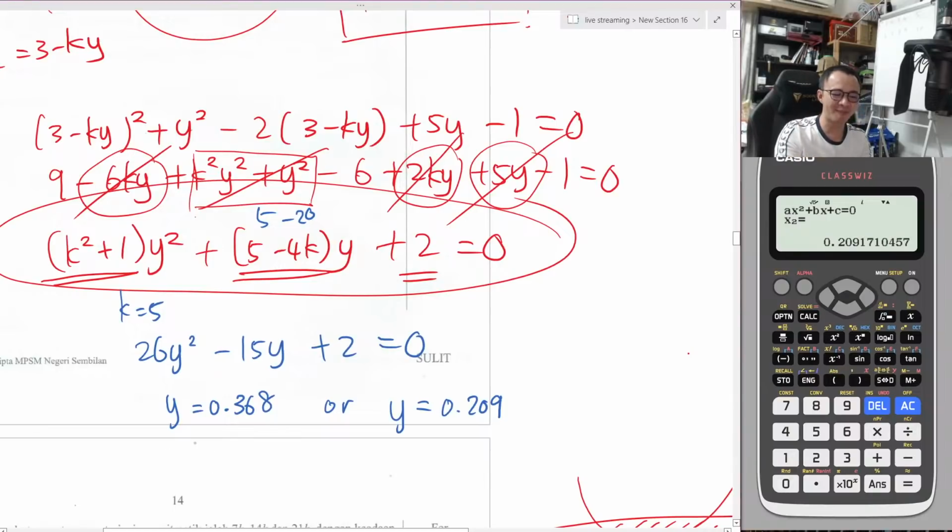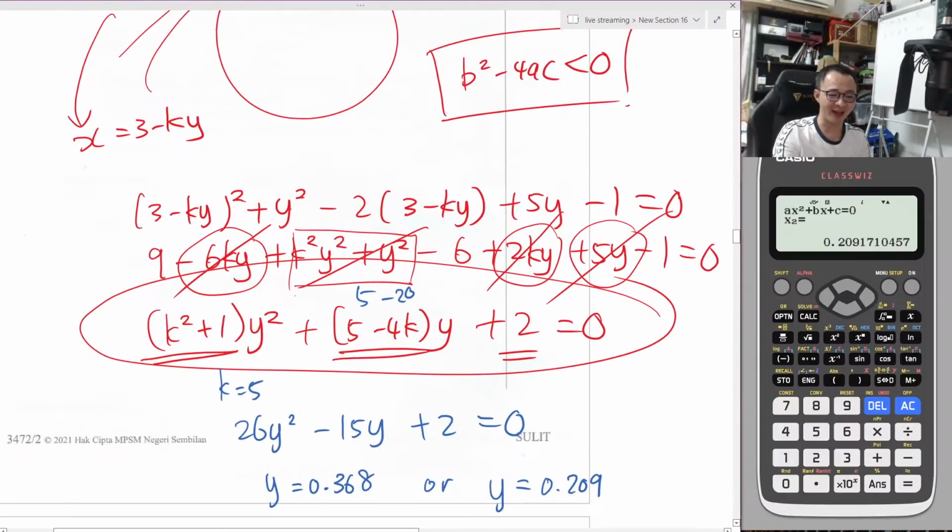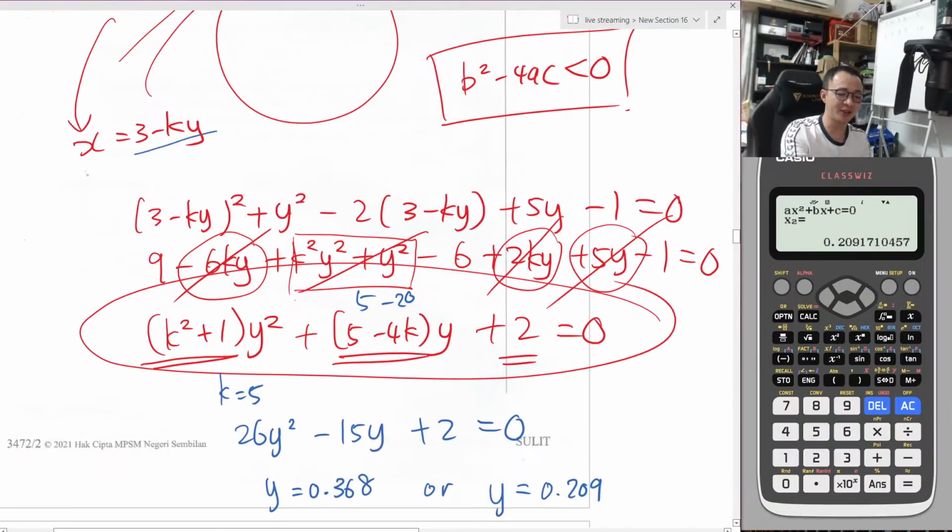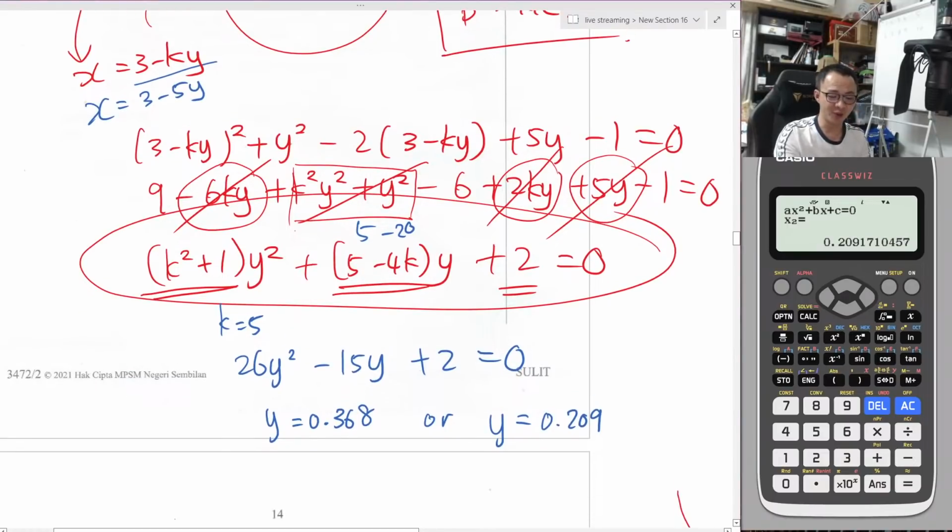Alright, then I need to sub back to the x equation. What is my x here? My x is over here, isn't it? X equals to 3 minus 5y. So therefore, the first one will be 3 minus 5, y is 0.368. So this one should be 1.16.